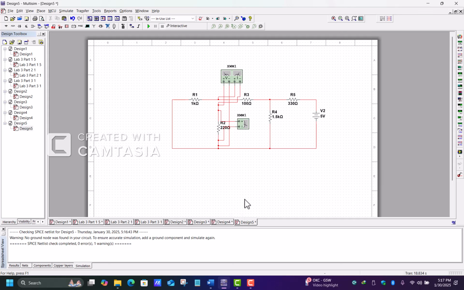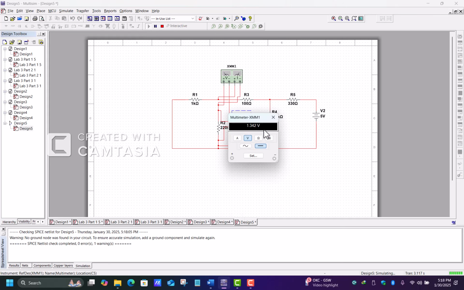Now we try to measure the load power and voltages across this. We can see in consideration of the 5 volt. If we run this circuit again, we'll see the voltage drop of the circuit is 1.342, and there is the load power of the circuit.